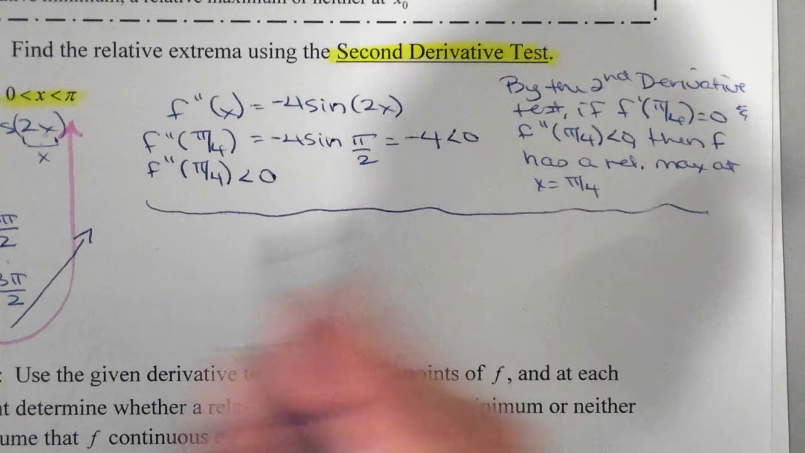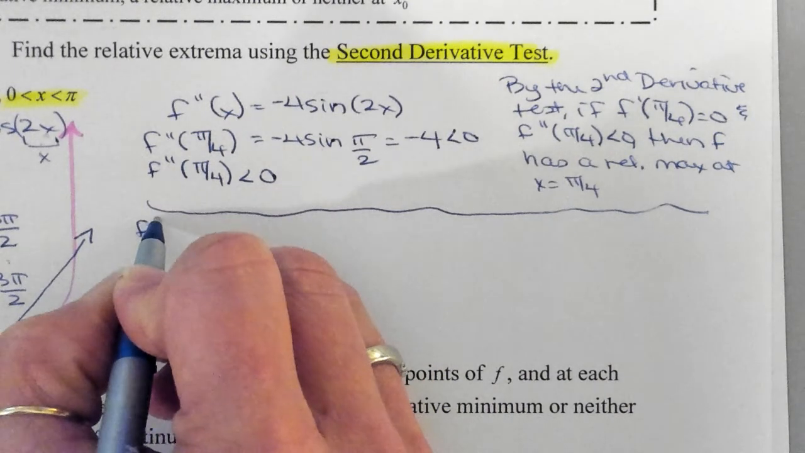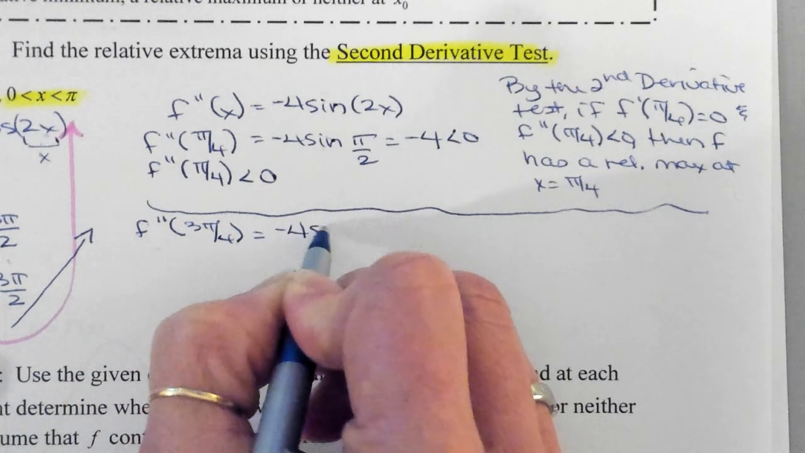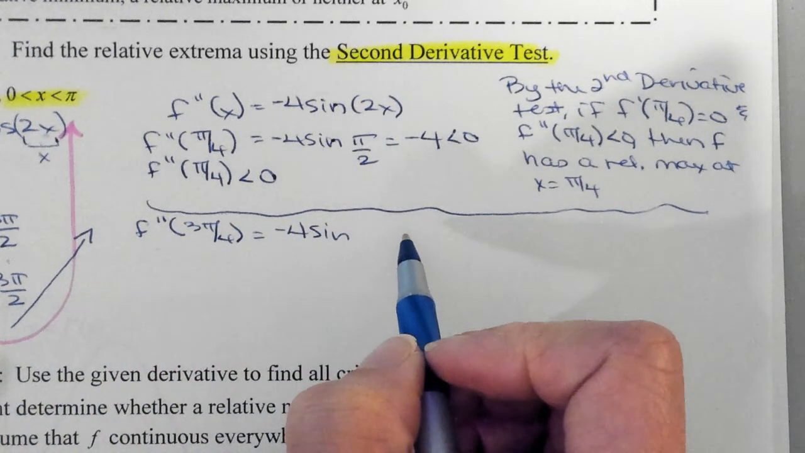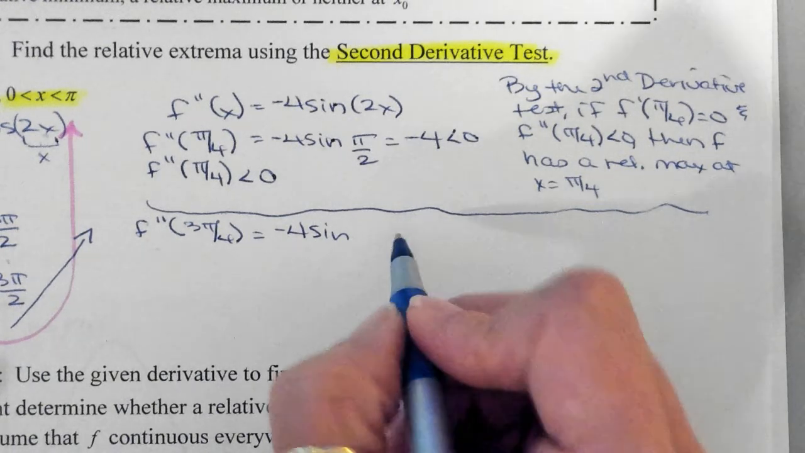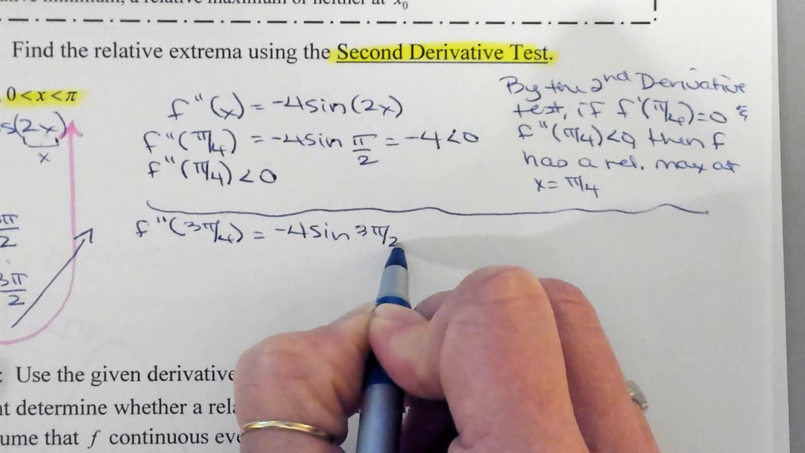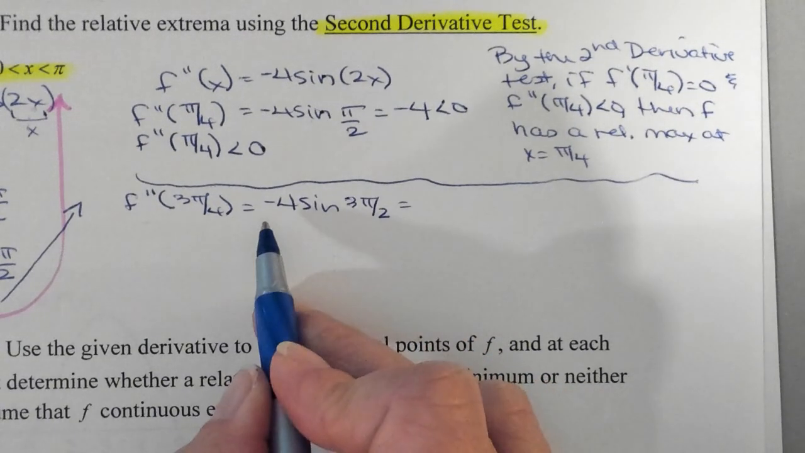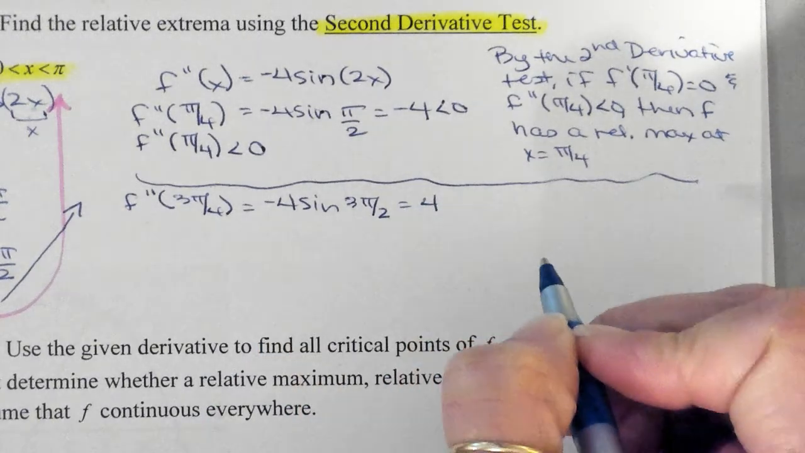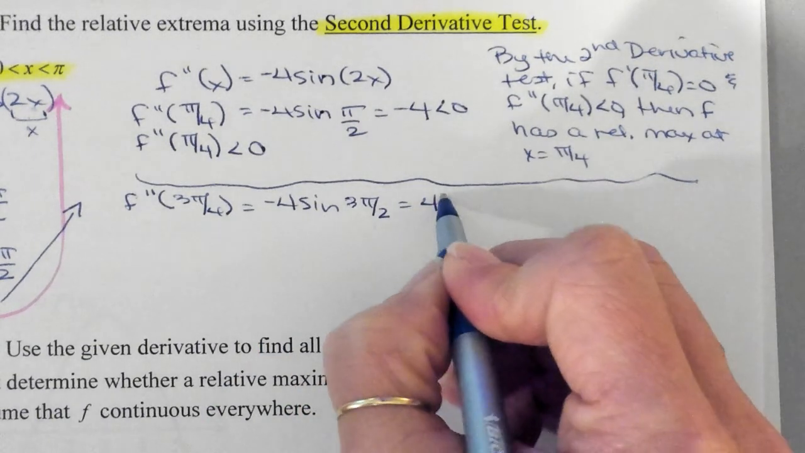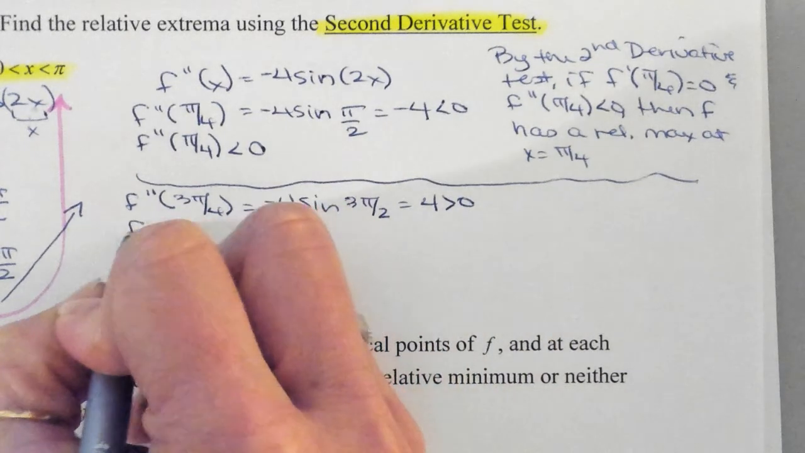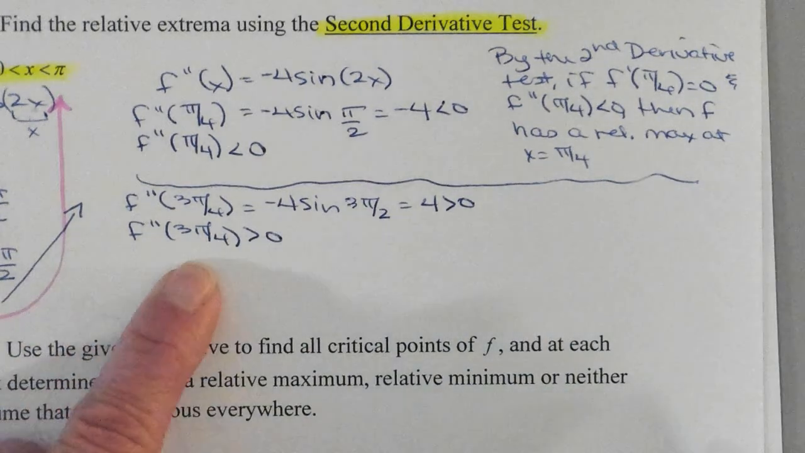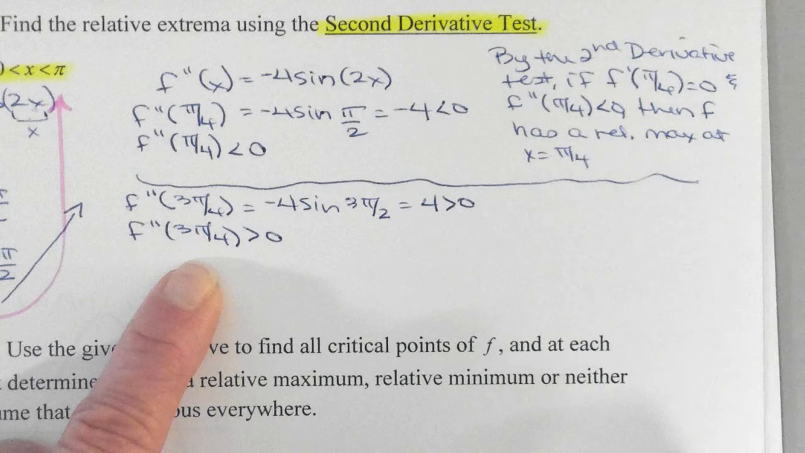Okay, so as you're writing, we're now going to test the other one. So we've got f double prime of 3 pi over 4 is equal to negative 4 sine. What is 3 pi over 4 times 2? 3 pi over 2. Okay, this is equal to what? This is equal to negative 1 times negative 4, which is 4. In relation to 0, greater than, less than? Greater than 0. Okay, so we're saying that f double prime of 3 pi over 4 is greater than 0. What does that mean about 3 pi over 4? What do we have? Relative minimum, exactly.